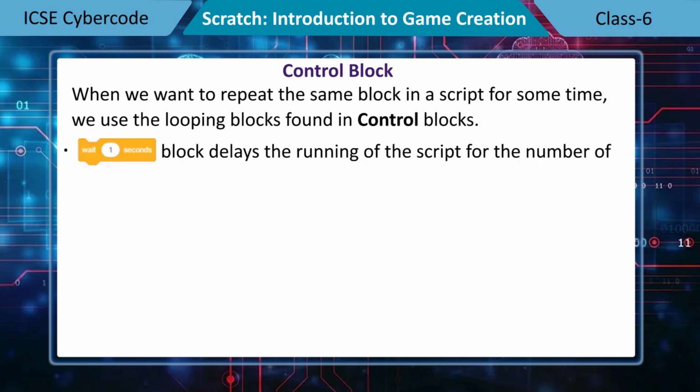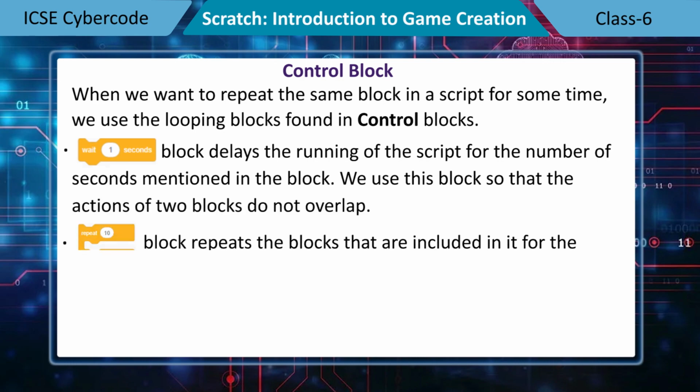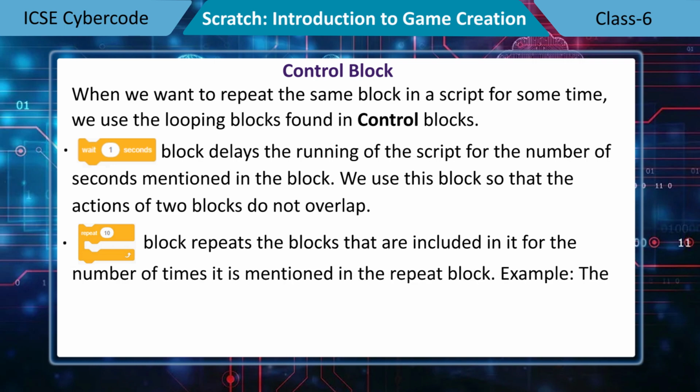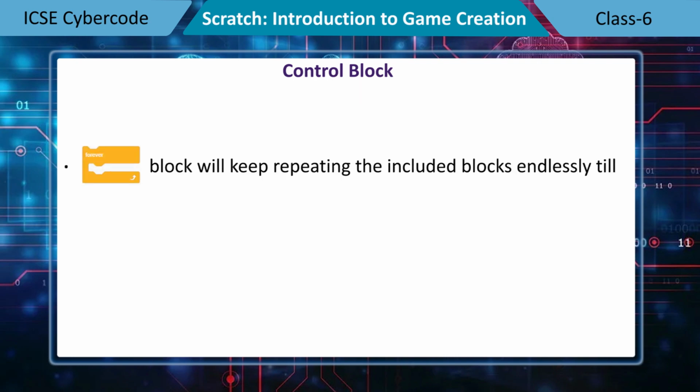Wait 1 second block delays the running of the script for the number of seconds mentioned in the block. We use this block so that the actions of two blocks do not overlap. Repeat 10 block repeats the blocks that are included in it for the number of times mentioned in the repeat block. Example, the repeat block will repeat the given sound block 10 times. Repeat 10 say hello. Forever block will keep repeating the included blocks endlessly till the stop button is clicked.